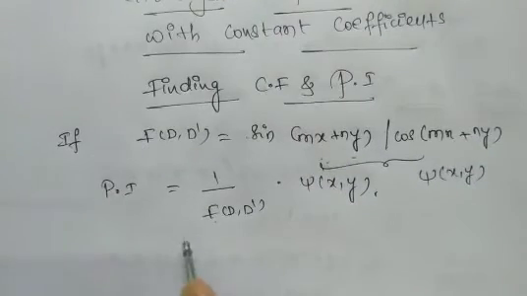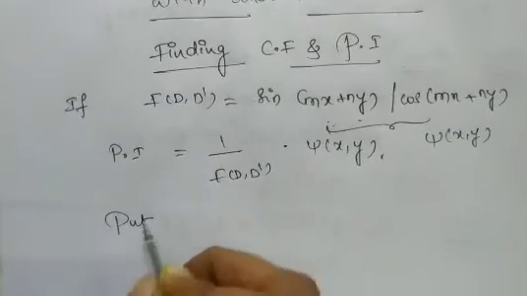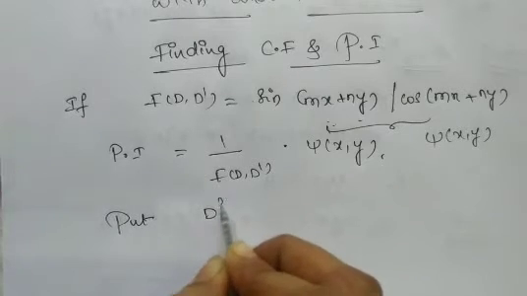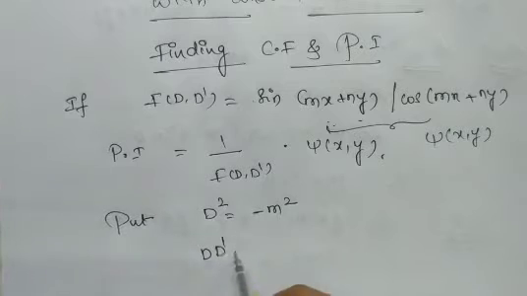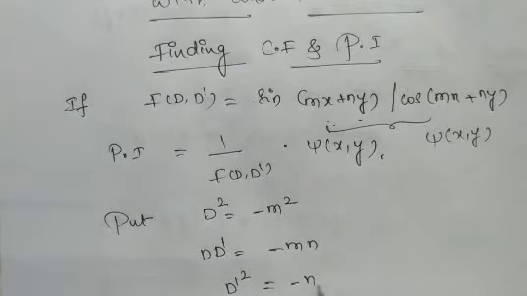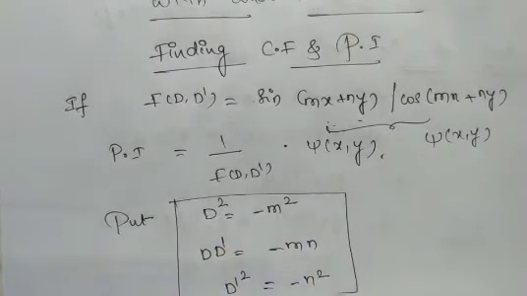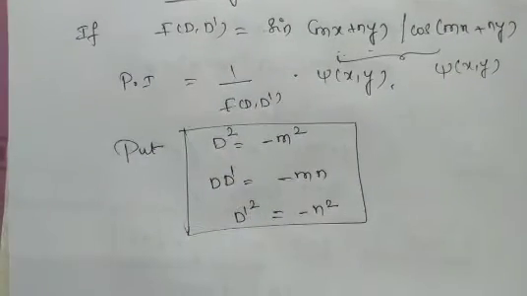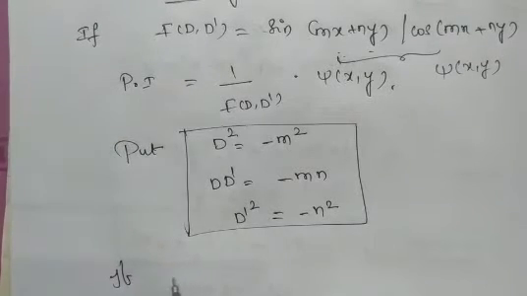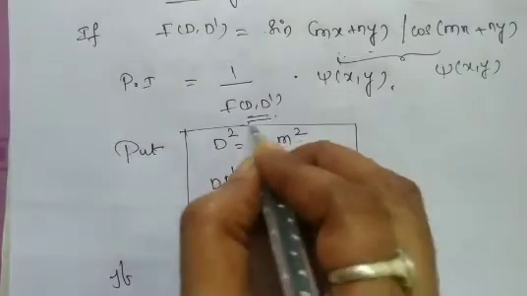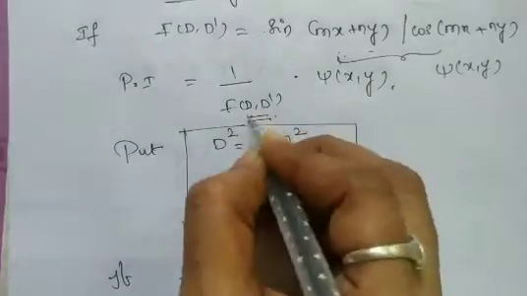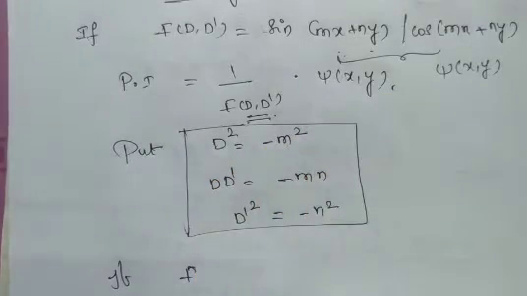Therefore, in this case we substitute D square equal to minus m square, DD dash equal to minus mn, and D dash square equal to minus n square. By substituting these values we get the particular integral of the given function. So in f of D, D dash, we substitute the m, n values, that is a, b or m, n values.